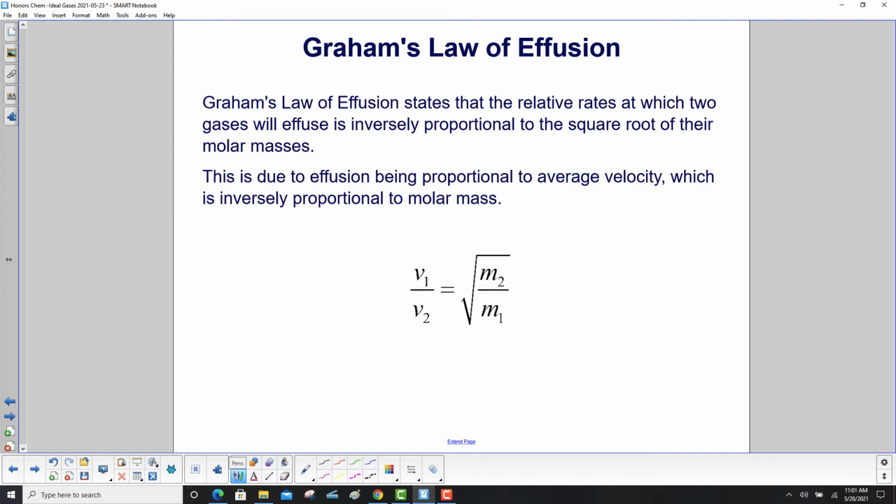Graham's law of effusion states that the relative rates at which two gases will effuse is inversely proportional to the square root of their molar masses. This is due to effusion being proportional to average velocity, which is inversely proportional to molar mass.